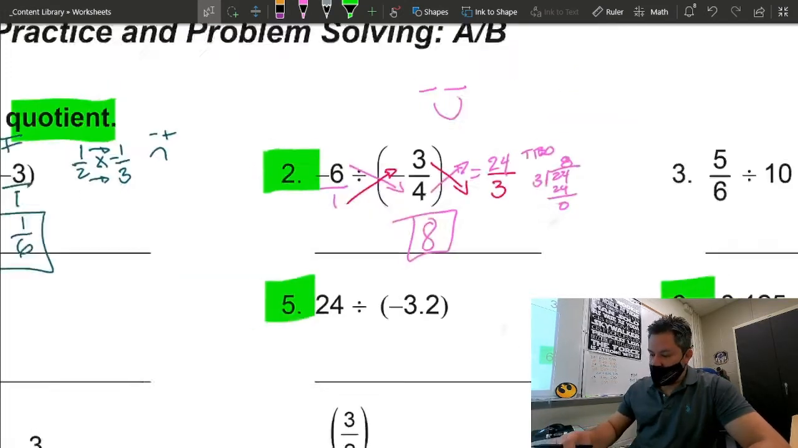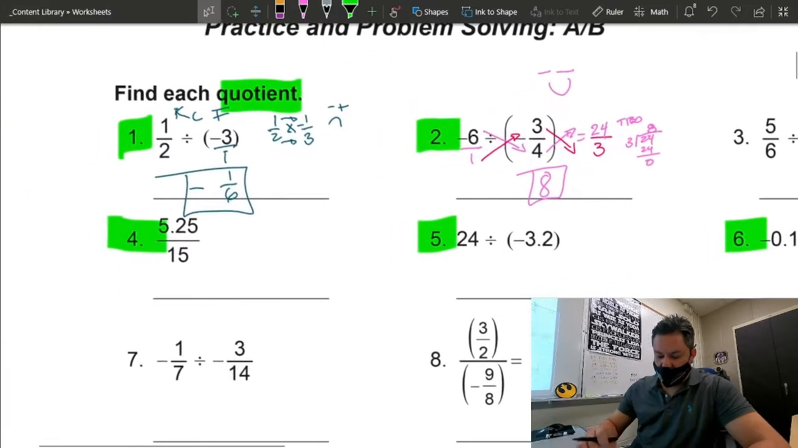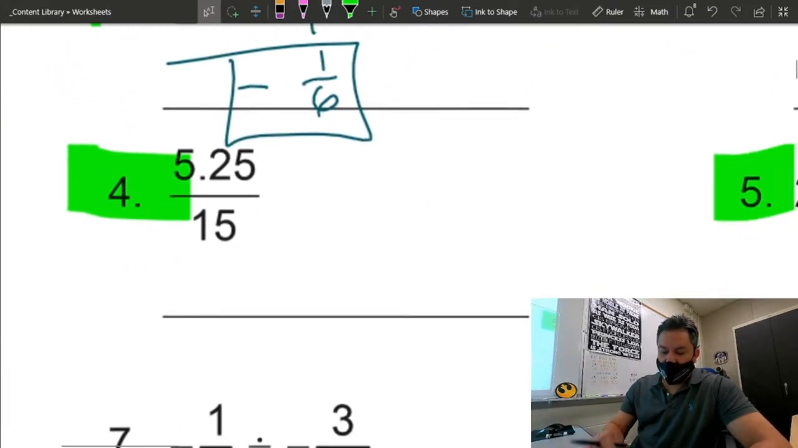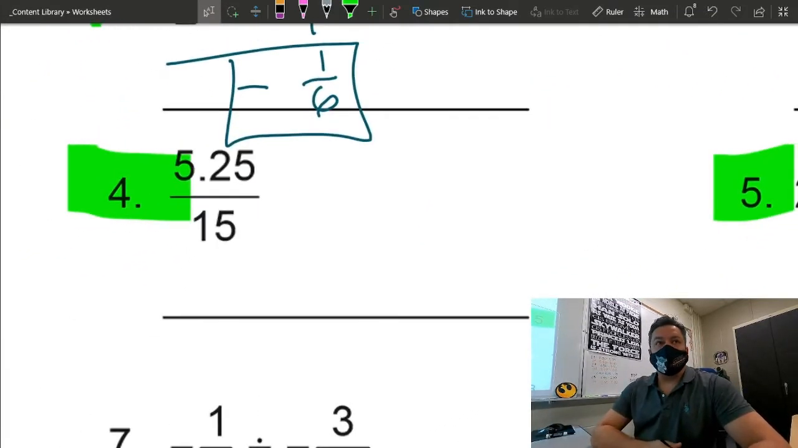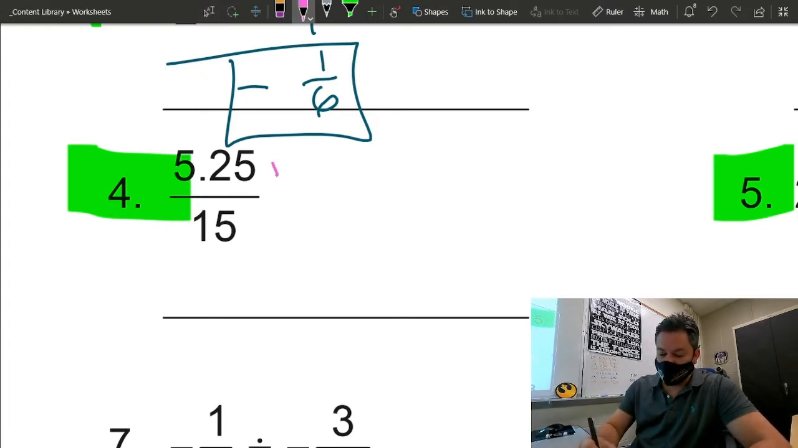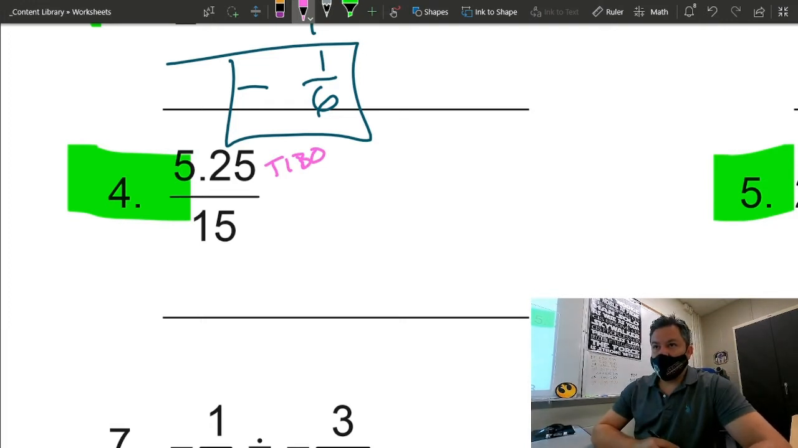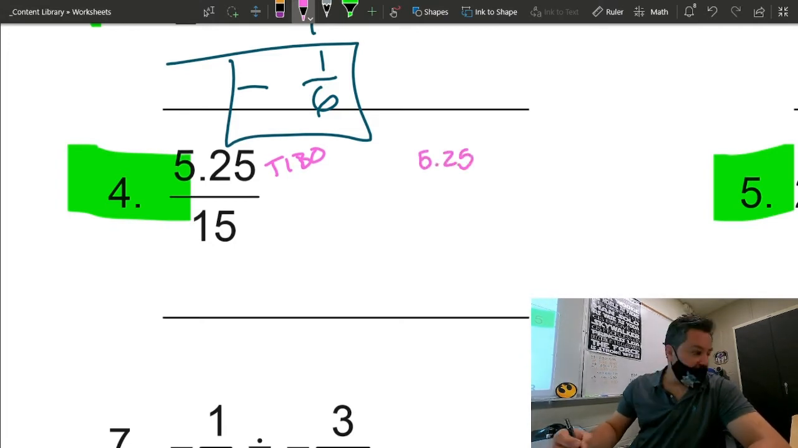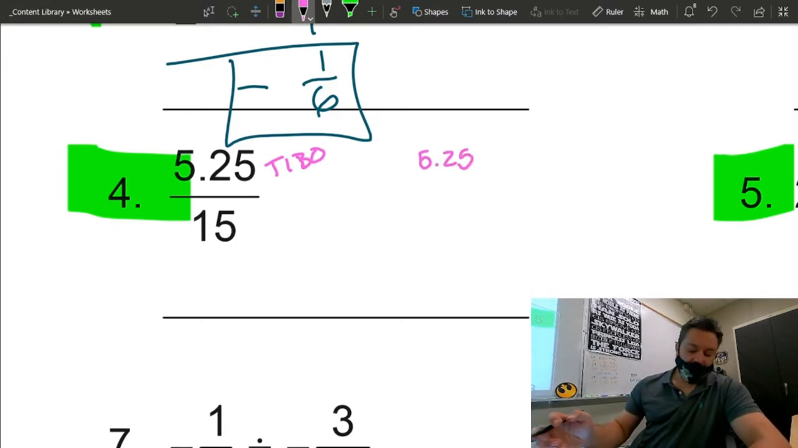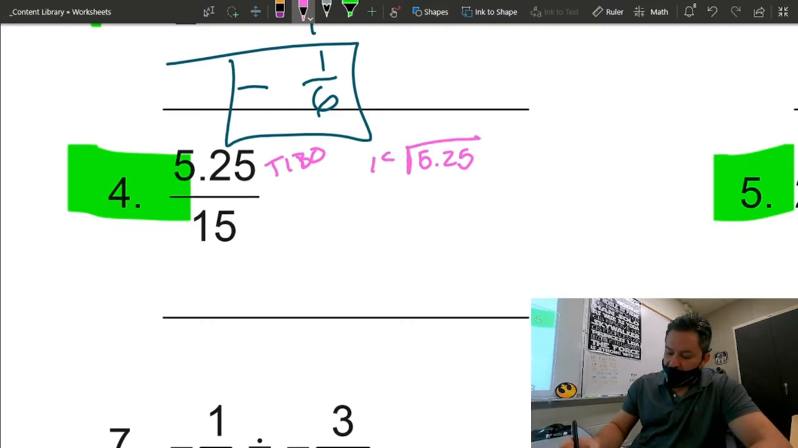All right, number 4. We have a fraction, but we have decimals on top, and we don't like decimals in fractions. So we're just going to go ahead and do TiVo, top in, bottom out. TiVo, top in, bottom out. So 5.25 divided by 15.